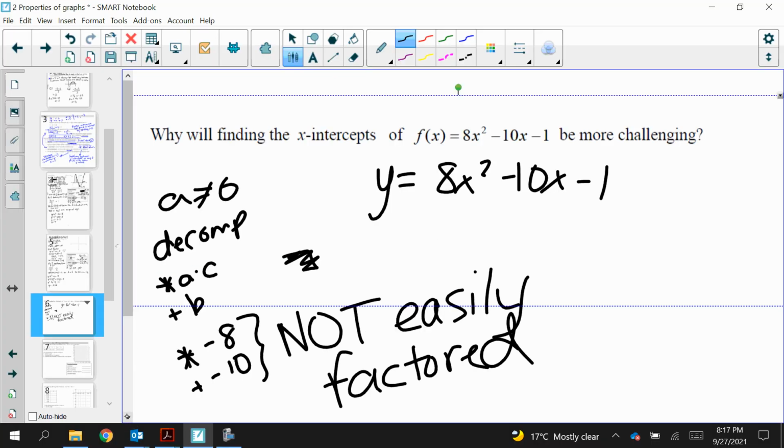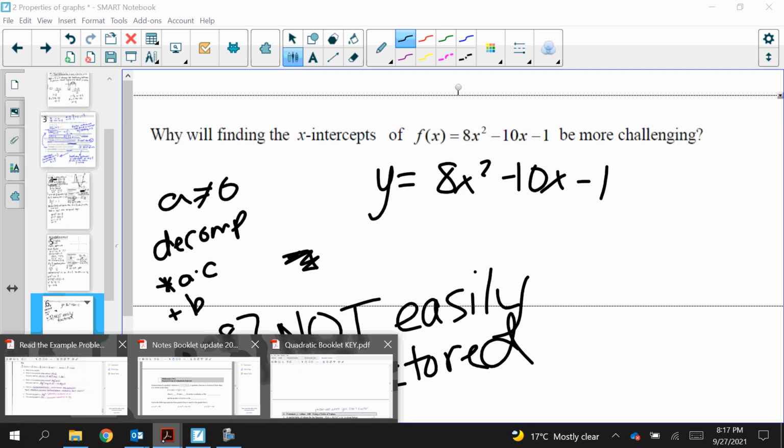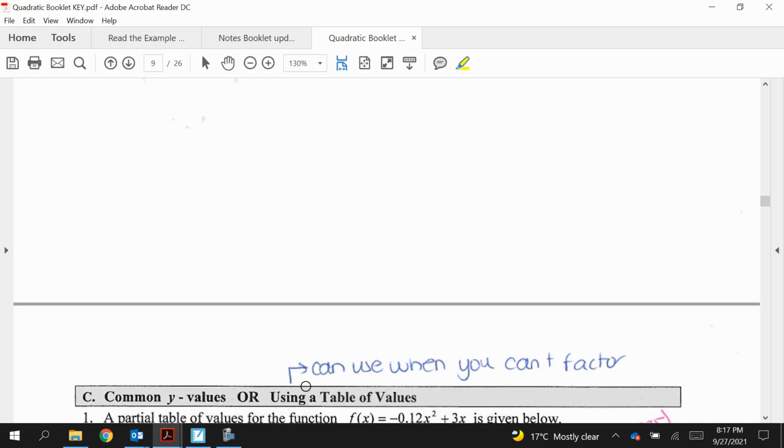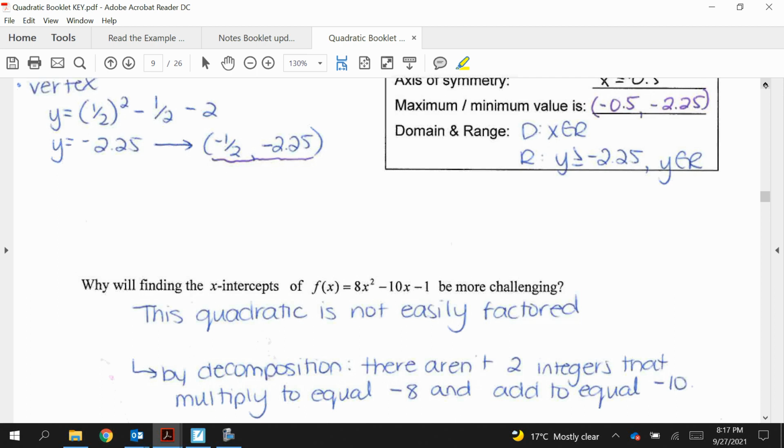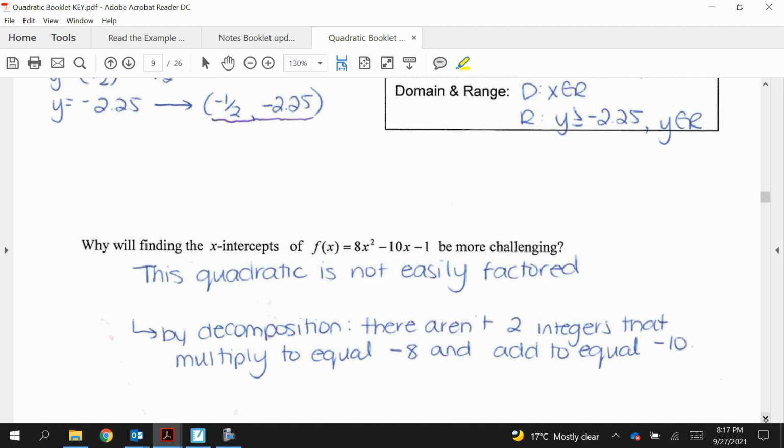So now I will take the break that I was talking about. Oh, that was the key for that one. So this quadratic is not easily factored. By decomposition, there aren't two integers that multiply to be equal to negative 8 and add to be equal to negative 10. So I'll come back with some of the other ways that we can algebraically work through solving or sketching a graph.